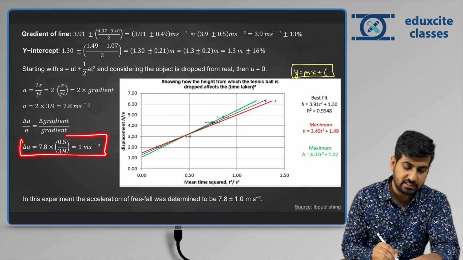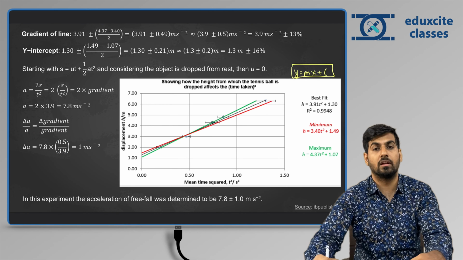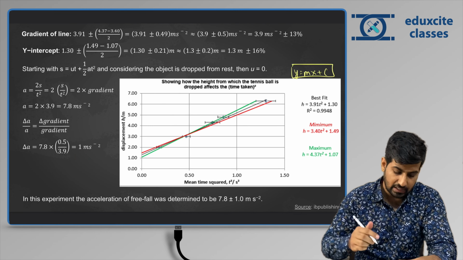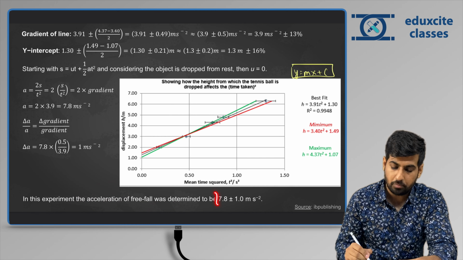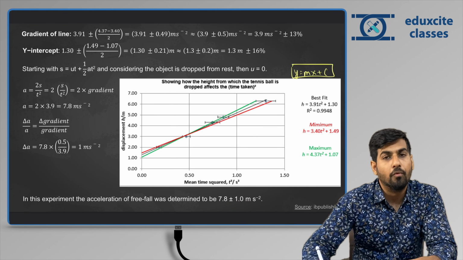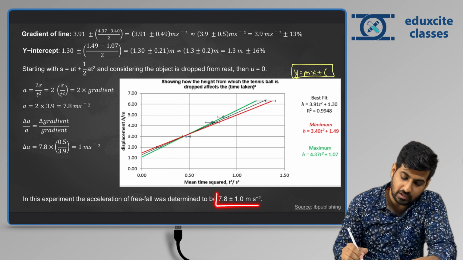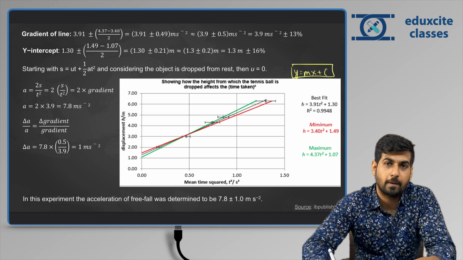So the change, or you can say the uncertainty in the calculation of your acceleration, comes out to be 1 meter per second squared. So your final answer in the experimentation, the acceleration of the free fall, is 7.8 plus or minus 1 meter per second squared. So this is how you have to make your conclusion, taking the uncertainties into consideration.